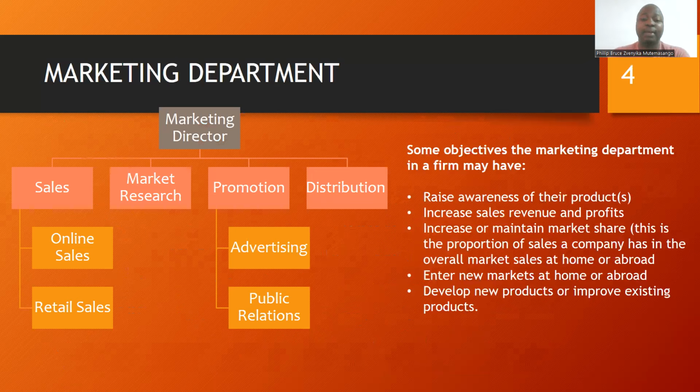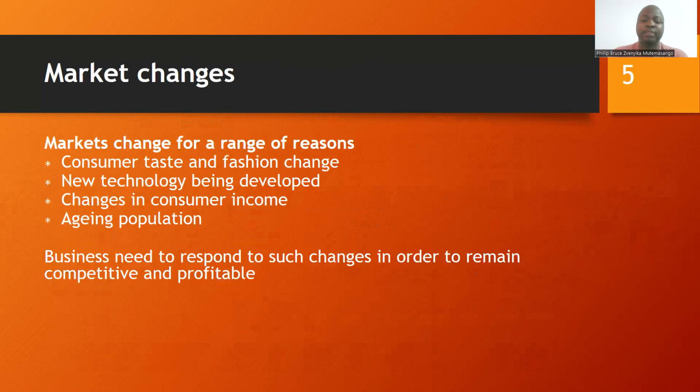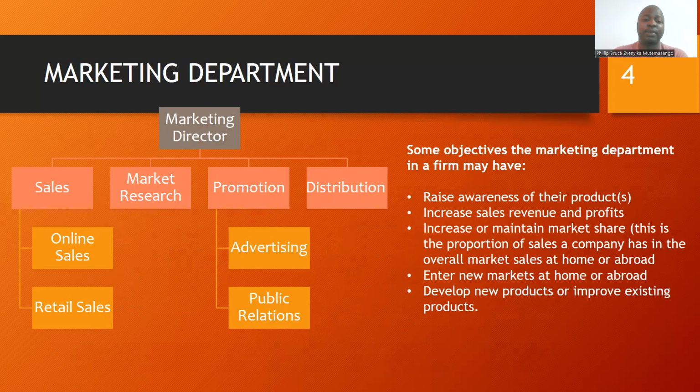Next area here is about the marketing department, which is the one responsible for conducting all the market researches as well as to conduct marketing overall. So this department is run by a marketing director who can oversee the following areas here: sales, market research, promotion, as well as the distribution of the good or a service. Under the sales, they can go on to do their sales through online or through the retail services. They can go on to promote their products through advertising as well as through the public relations.